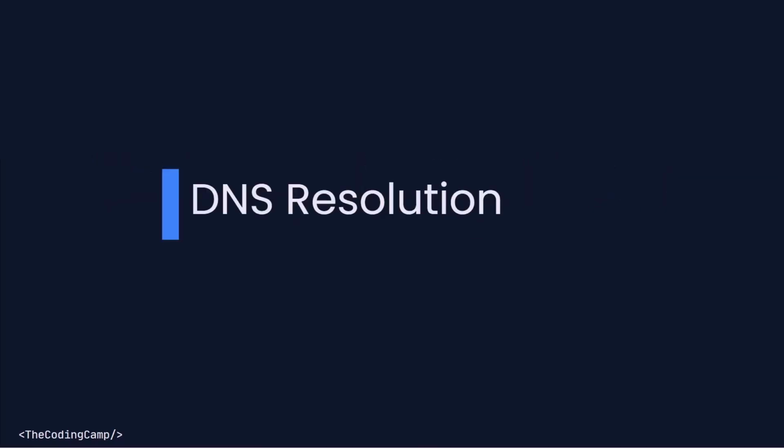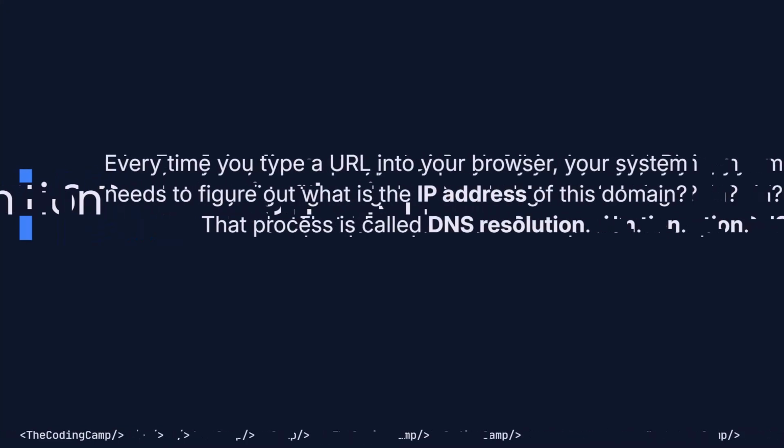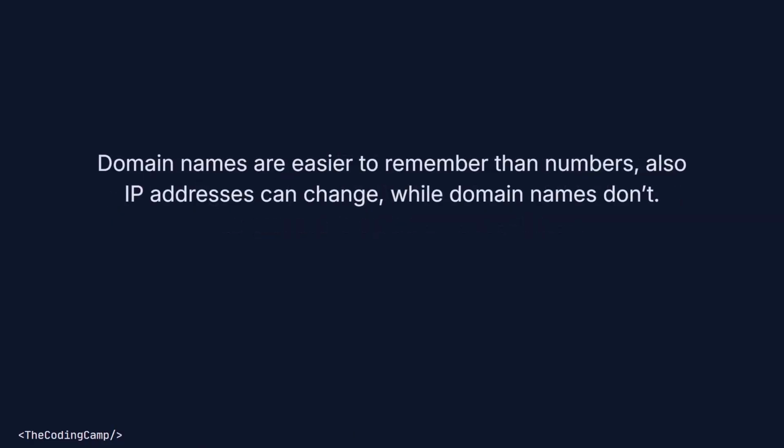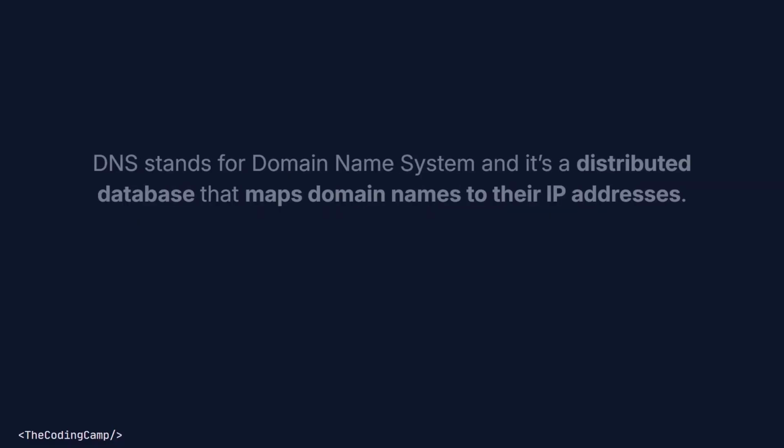Let's talk about DNS resolution, which is something that powers almost everything you do on the internet, but is often invisible. Every time you type a URL into your browser, your system needs to figure out what is the IP address of this domain. That process is called DNS resolution. Let's start with a simple question. Why don't we just use IP addresses instead of domain names? Because domain names are easier to remember than numbers. Also, IP addresses can change, while domain names don't. DNS stands for Domain Name System, and it's a distributed database that maps domain names to their IP addresses.